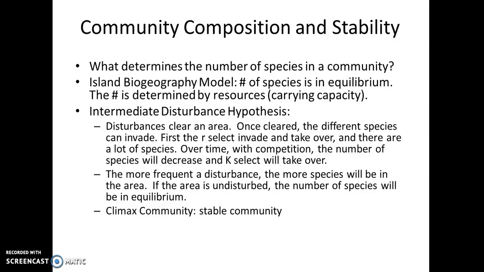Now, the more frequent a disturbance, the more species will be in the area. And if the area is undisturbed, the number of species will be in equilibrium. And if it's undisturbed for a really long period of time, you will have a stable community, which is called the climax community.